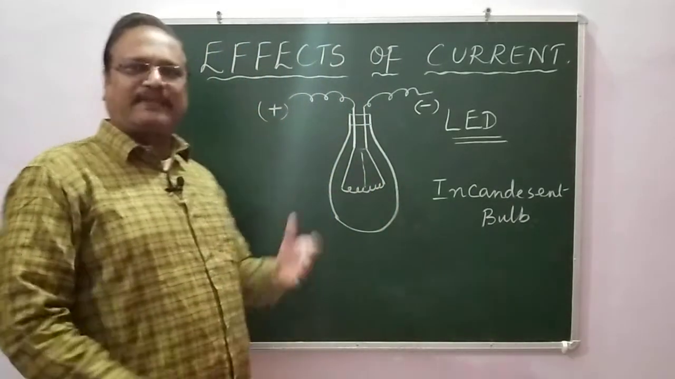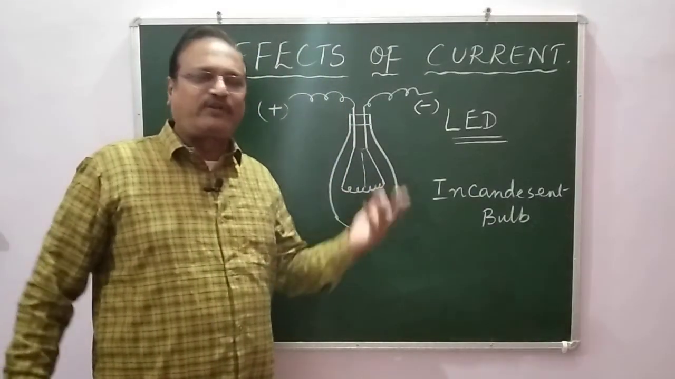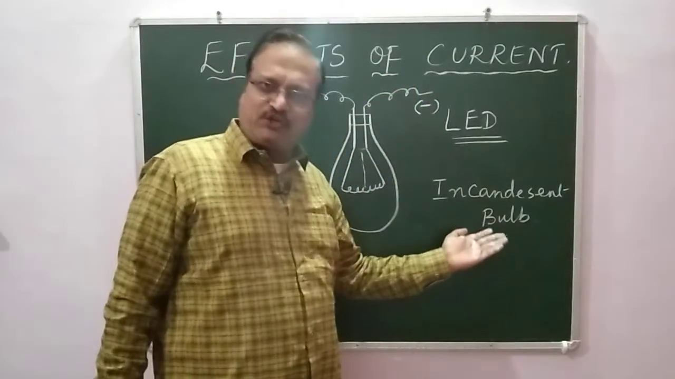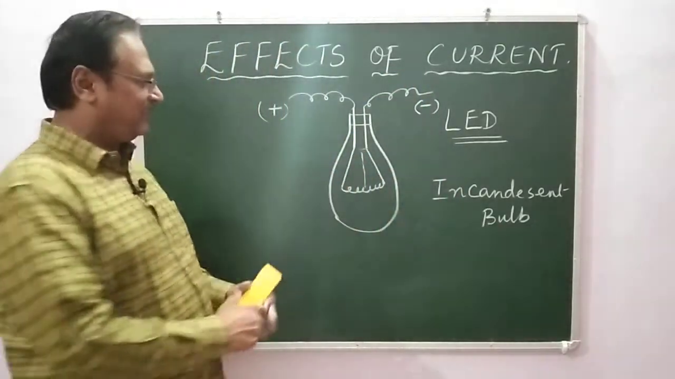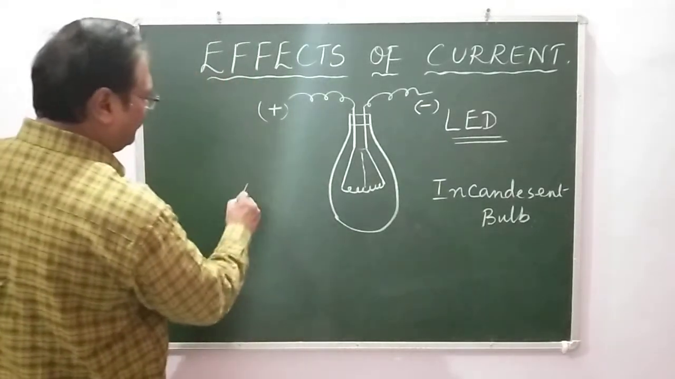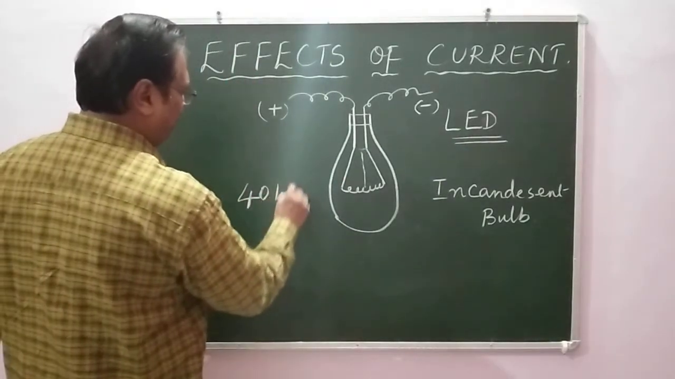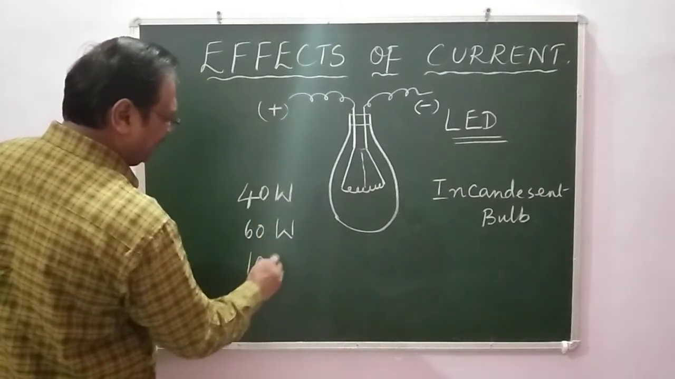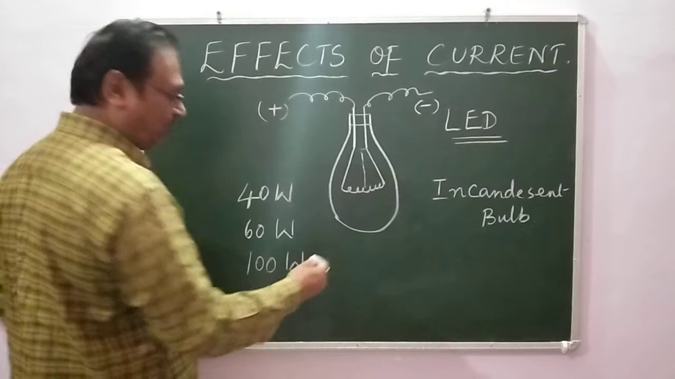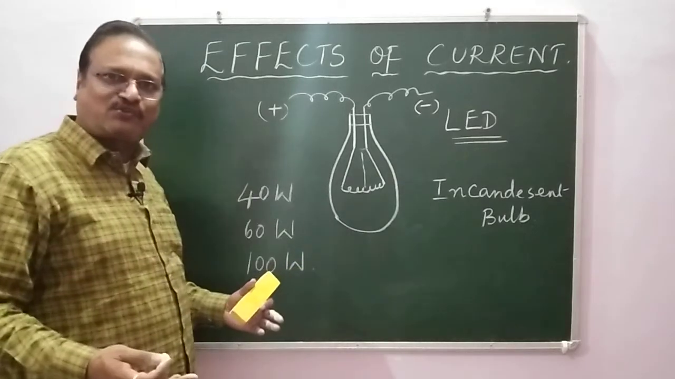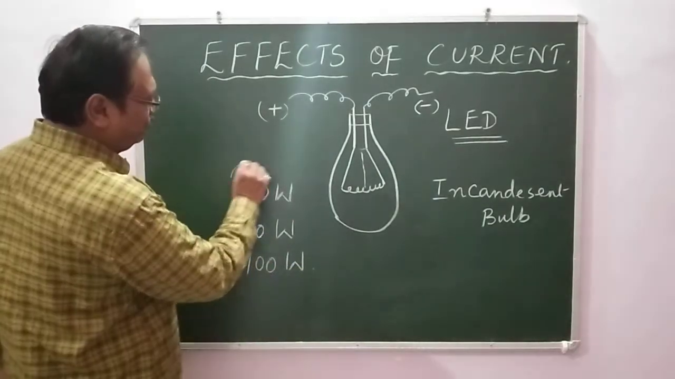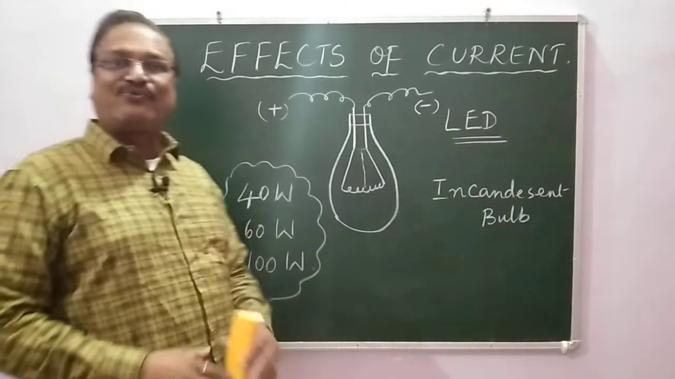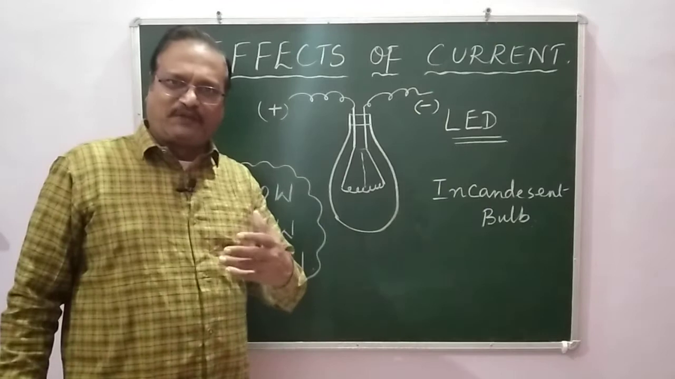Even now, in some places in villages, in remote areas where LED bulbs are not available, people still use incandescent bulbs. This bulb can have 40 watts power, it can have 60 watts, or 100 watts power, or more than that also. You will use these in households, in houses.